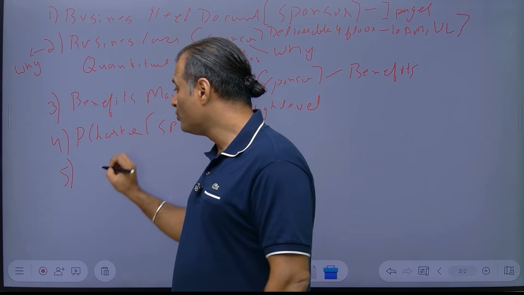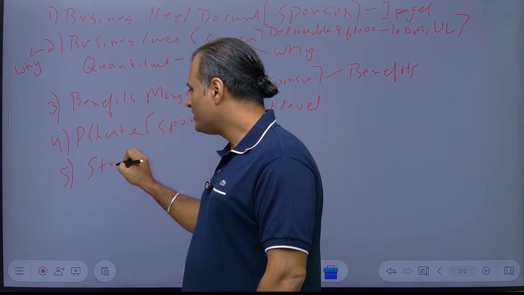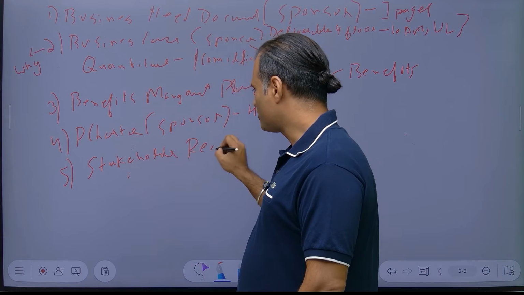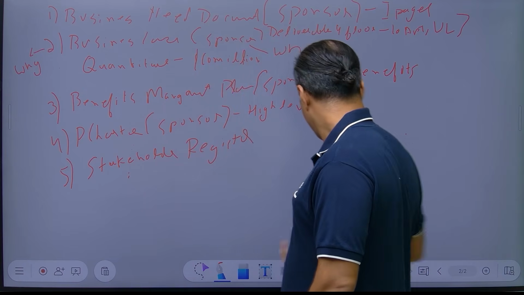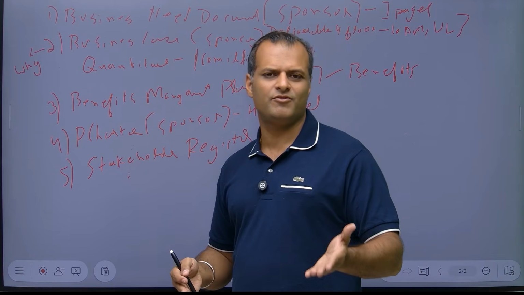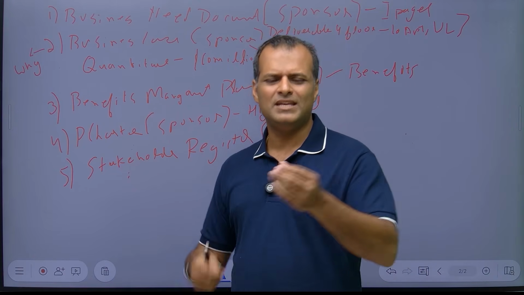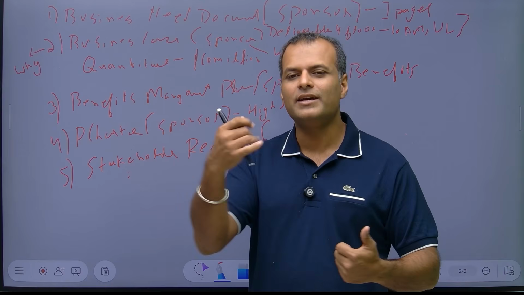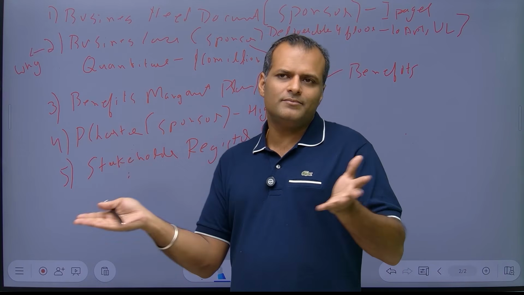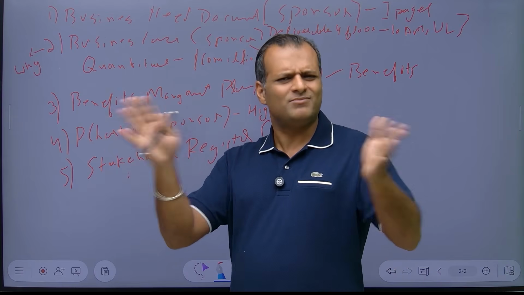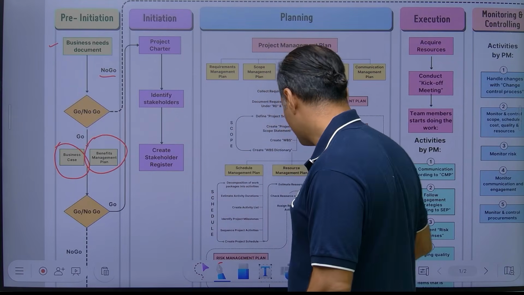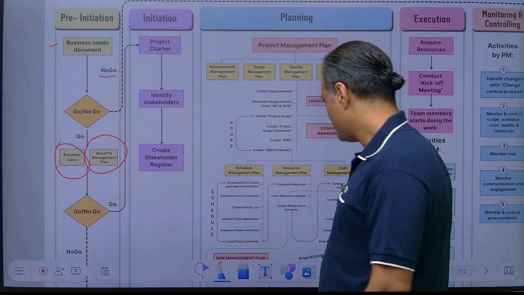Then you also do identify stakeholders, and the output of identify stakeholders is your stakeholder register. The stakeholder register is nothing but your stakeholder information, some basic information about them, like their name, email address, their power, and their interest in this particular project. You do this as part of identify stakeholders.